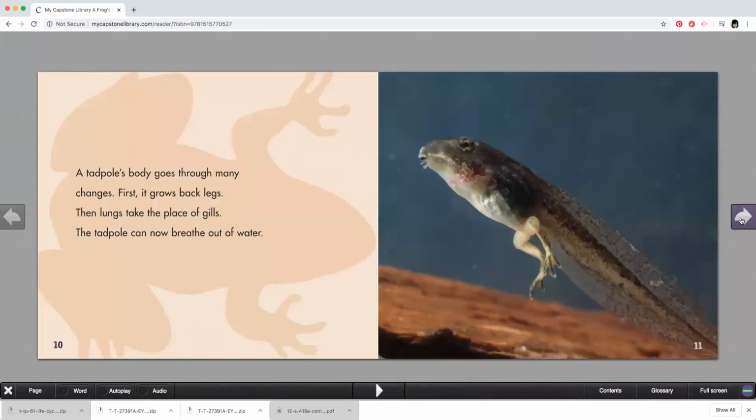A tadpole's body grows through many changes. First, it grows back legs. Then, lungs take the place of gills. The tadpole can now breathe out of water.